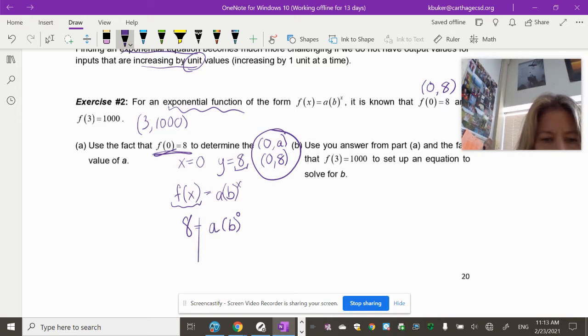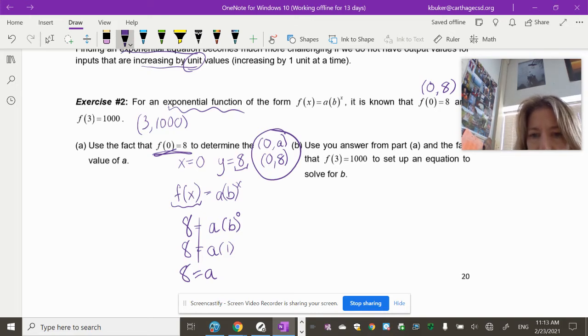So if I were to solve for A this way, A would be our unknown, and anything to the 0 power, hopefully you know, is 1. So this is 1 times A, which is just the same as A, and A equals 8. So with substitution or just knowing it's our y-intercept, either way, it comes out that A is equal to 8.